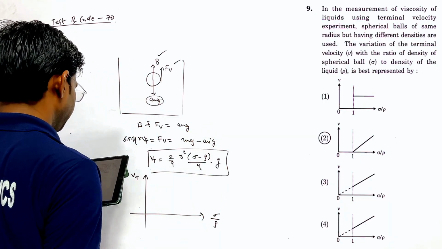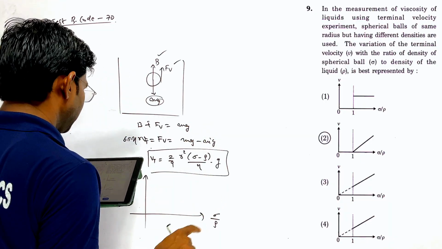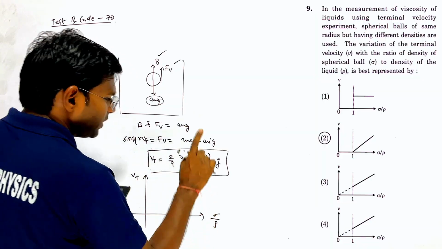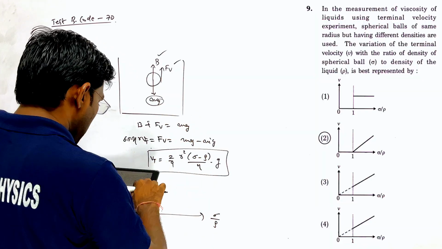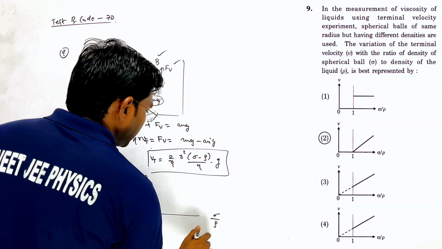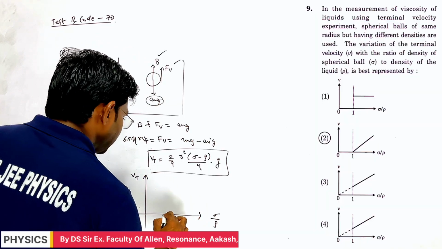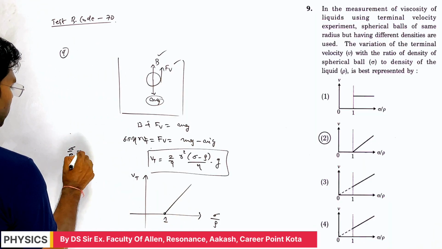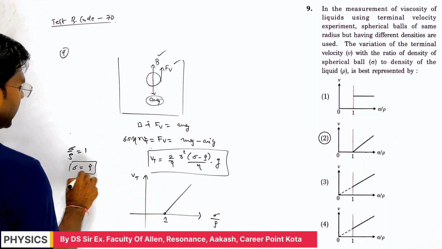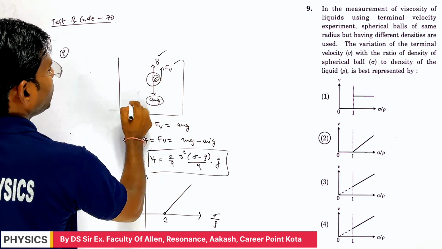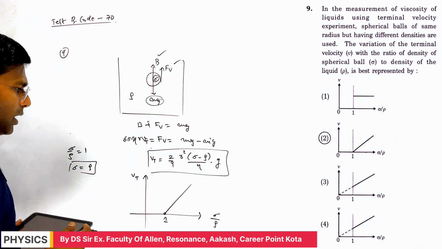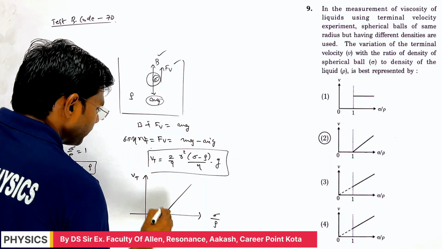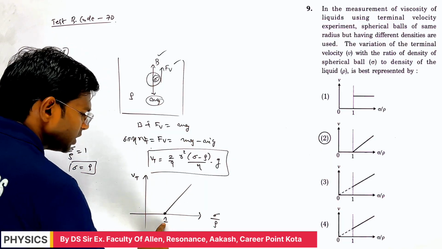The sigma is for the spherical ball, the density of the ball is sigma, and the density of the liquid is rho. Listen, out of all these 4 options, the correct option is the second option. Why? Because when sigma upon rho is equal to 1, that is, the density of the ball and the liquid density are equal, the terminal velocity becomes 0. So therefore the terminal velocity becomes 0 when this ratio is 1.